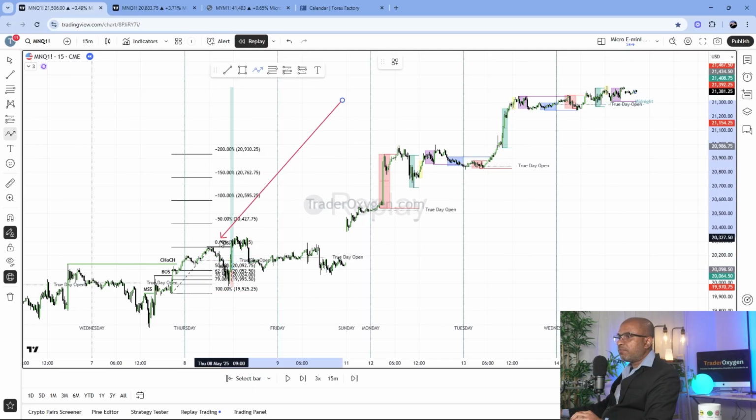Then again your take profit levels will be the fib 0, which is over here for the first take profit, then the fib minus 50 take profit level, fib minus 100, fib minus 150, minus 200 and further up over here.